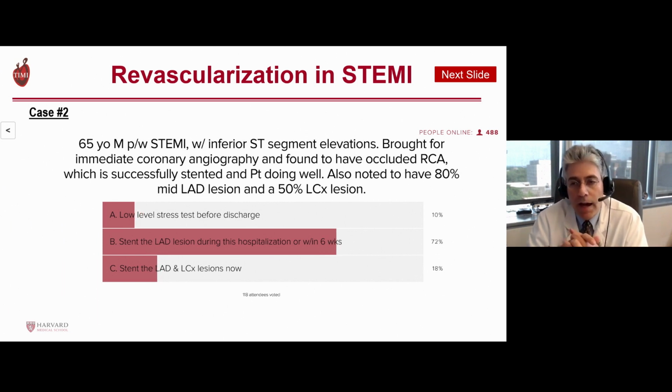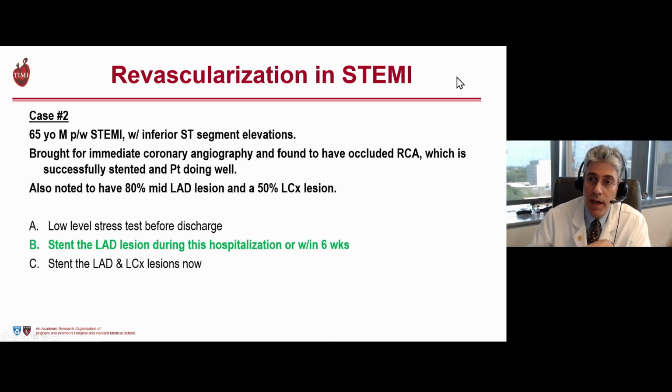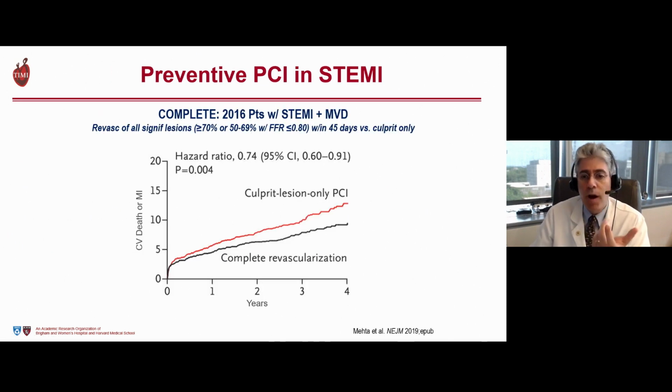Good. Okay, I'll say we have about three-quarters or so who would stent the LAD lesion during this hospitalization or at least within 6 weeks, and then small minorities who would either do a stress test or stent everything now. Okay, very good. And I think B is the correct answer in this case. And so why do we do that?